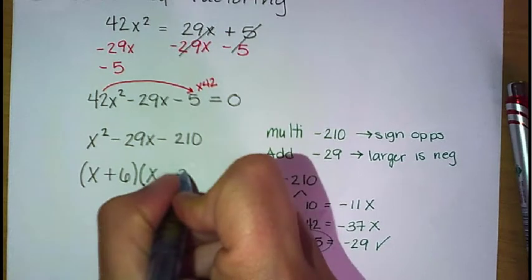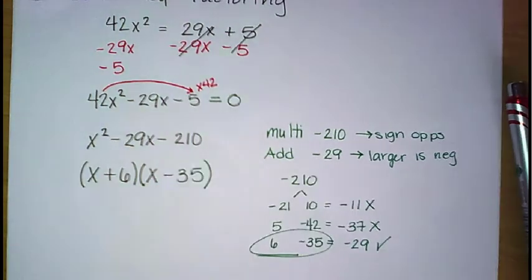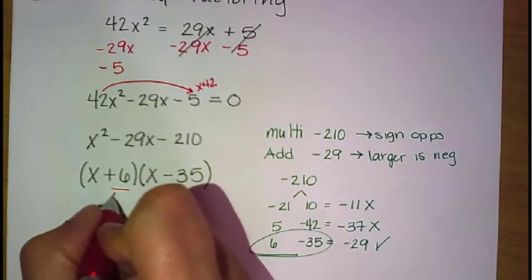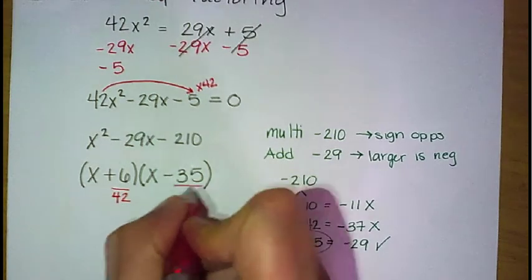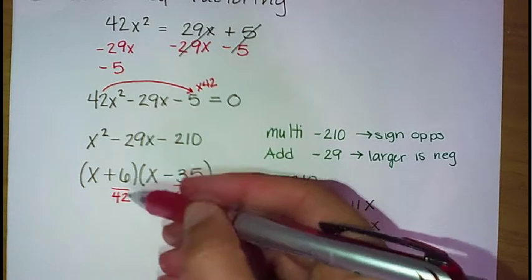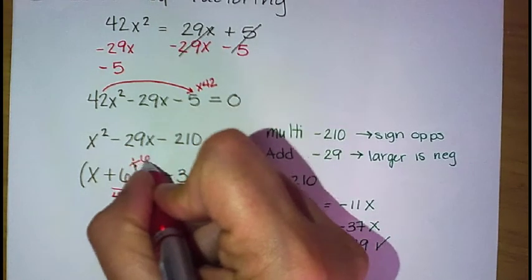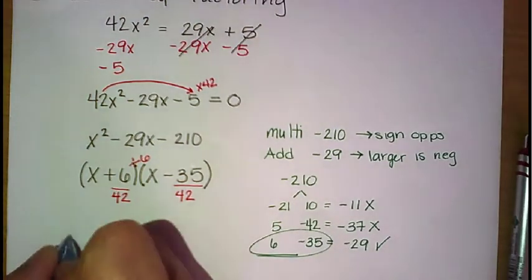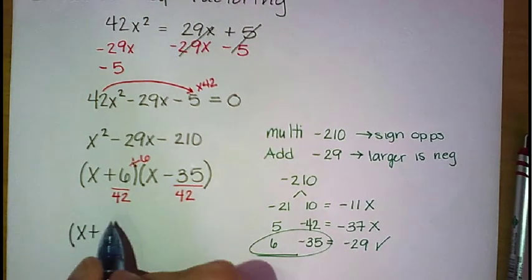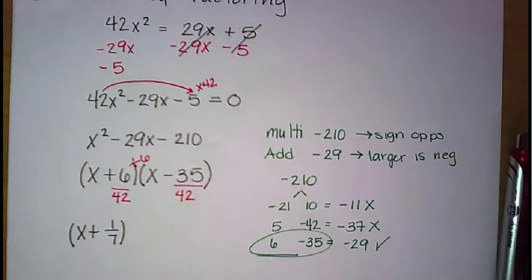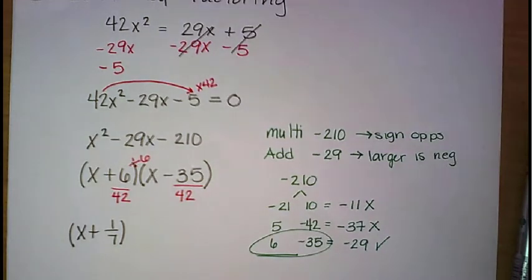So on 6 over 42, we can reduce that by 6. So I'm going to divide out a 6, top and bottom, and that is going to give me x plus 1 over 7. I'm going to do the same thing for the 35 over 42. I can divide out a 7 on both of those. So this is going to give us x minus 5 over 6.